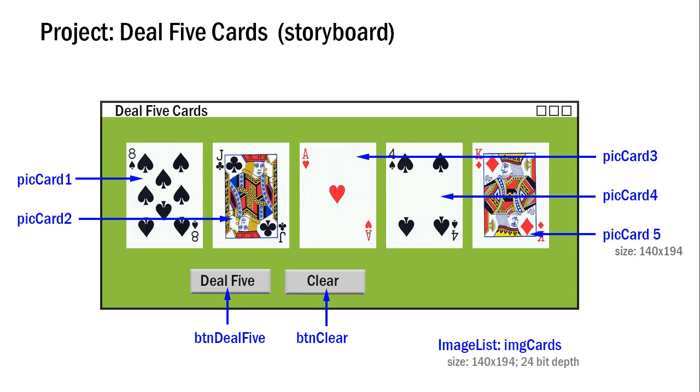In the past, we've used image lists with labels, but we can also use an image list with our picture box. And they have 2 buttons, one named BTN Deal 5 and one named BTN Clear. The BTN Clear button is going to remove the 5 cards and show the back side of the cards, in essence kind of turning the cards over. And the Deal 5 will draw our 5 unique cards. So let's go ahead and create that in Visual Studio.